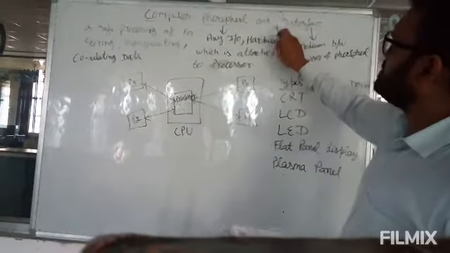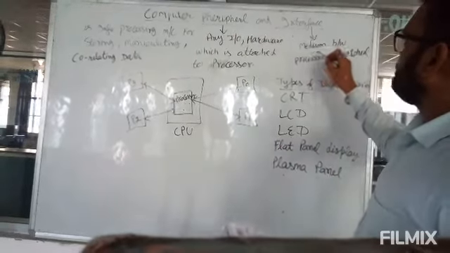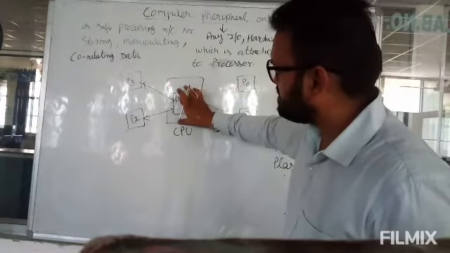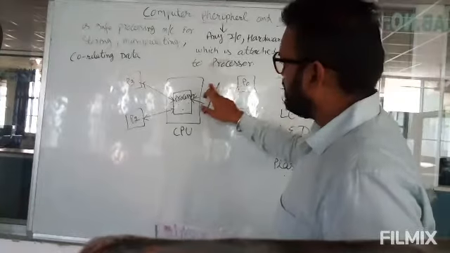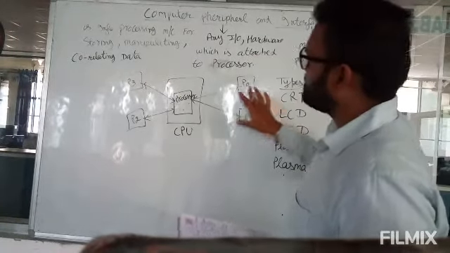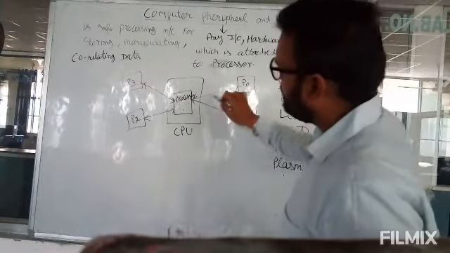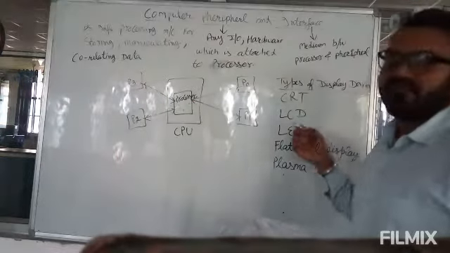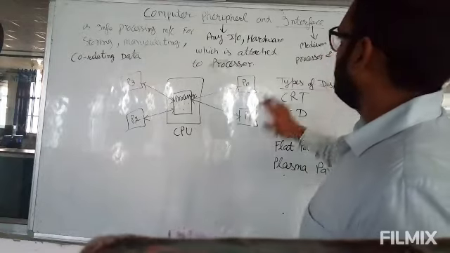Third word is interface. Interface means any medium between the processor and peripheral. Any medium between the processor and peripheral is called interface. This is interface, this is interface. It may be any wire, wireless or any bus.